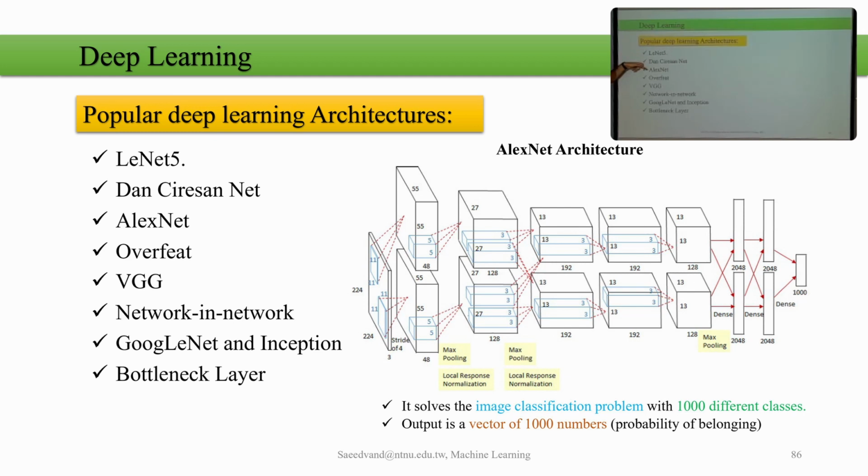AlexNet, VGG, Network in Network, GoogleNet, and the bottleneck layer are some of the most common ones that I represented here. For example, you can see AlexNet, one of the ancient networks that we have, very famous. If you look at the input, you can now easily understand: input comes, max pooling, normalization, and there are two tracks of those, max pooling, then again different convolutional layers, and finally there are dense layers.